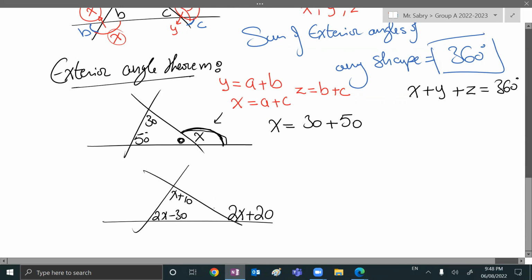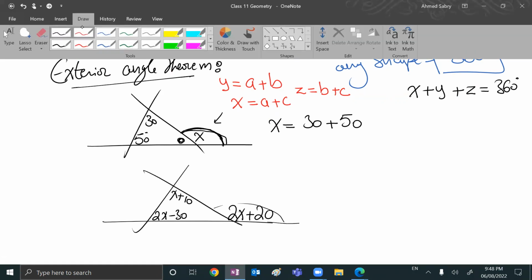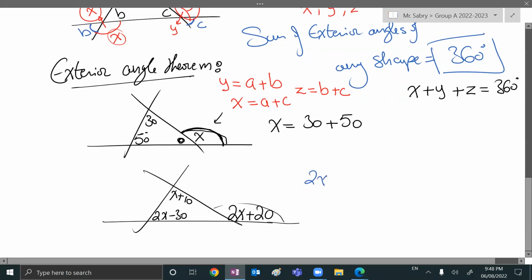First of all, you look, is this an exterior? Yes, it is an exterior. What does the rule say? The rule says you take the exterior angle and it should be equal to the two that are not next to it added together, which are x plus 10 plus 2x minus 30. Now start solving the equation. So move all the x's on one side and the numbers on the other side and so on.